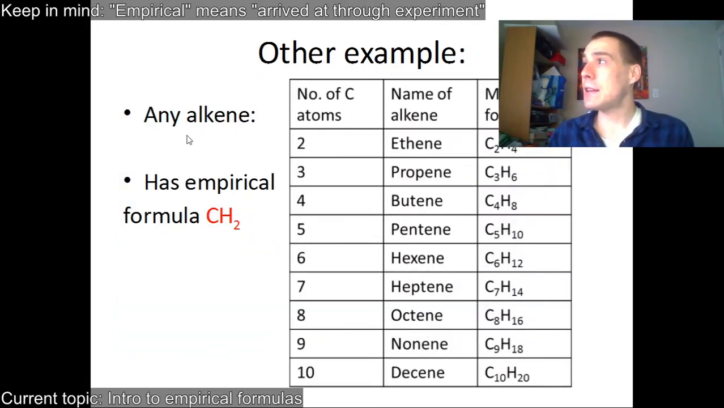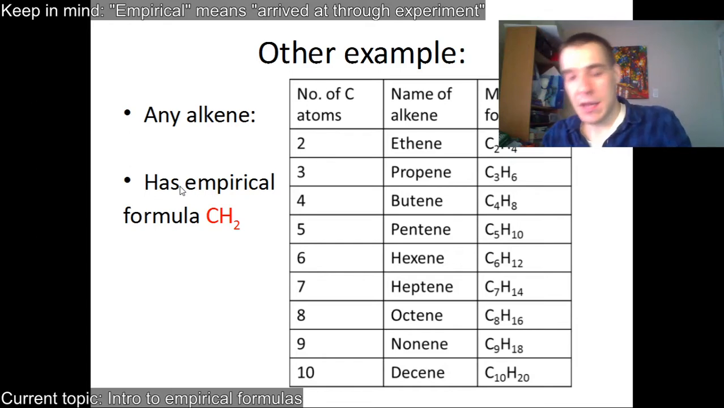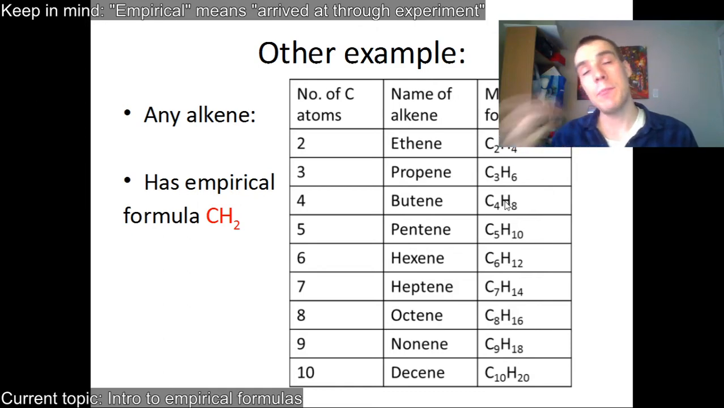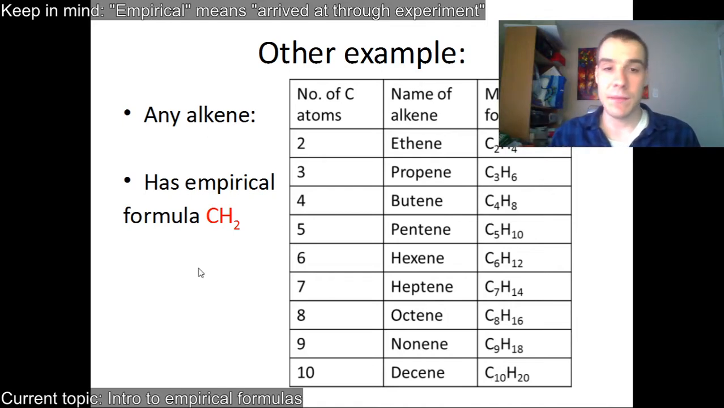Other examples, any alkene, so propene, butene, pentene, all of these, they all have empirical formula CH2. So that's another example of that. These are all different because they have different lengths in their chain, but they have the same empirical formula. It's always CH2. If you did a mass analysis on this one or on this one, you'd always see twice the number of hydrogens to the number of carbons. And so that's why we have to talk about empirical formulas. You wouldn't know which one you had unless you did more studies on it.